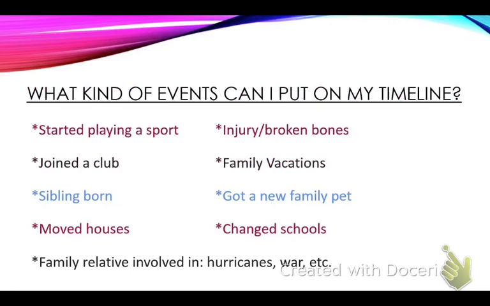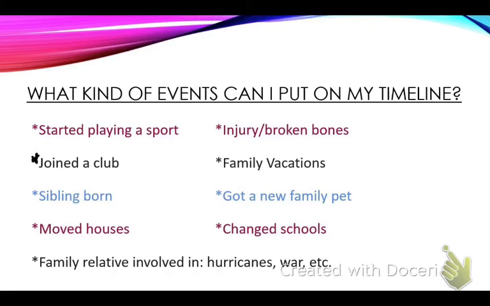These are some kinds of events that you could put on your timeline, okay? Even as we were just talking right there, someone mentioned started playing a sport, or you joined some kind of a club. Maybe you played piano, or you started something significant. A sibling was born, or you moved houses. Maybe something interesting happened before you were born or during your lifetime, when someone was in a hurricane or a tornado, or maybe a grandfather was in the war. Injuries, broken bones, family vacations, getting a new pet, changing schools. All of these are just some ideas of what you could put in your timeline.